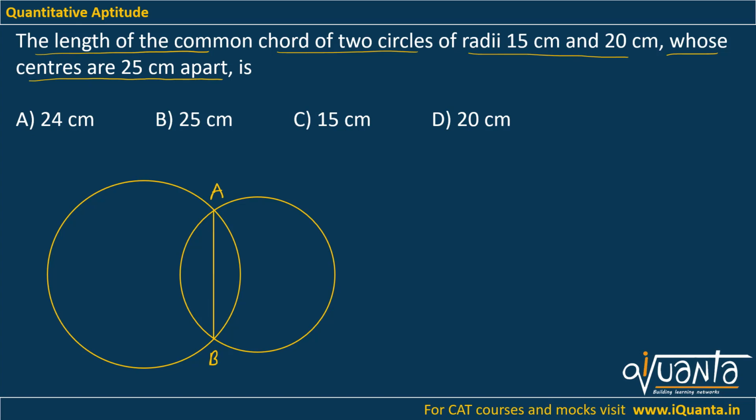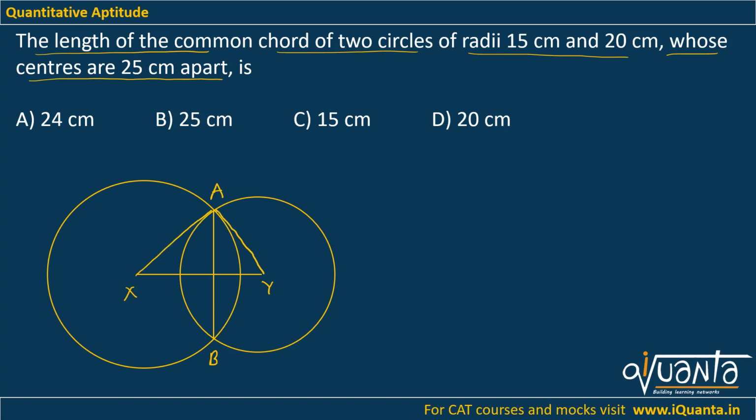We have also been given that their centers are 25 cm apart, so I'll join their centers. This length, let me call it XY, will be equal to 25. Now whenever there is a question on circles, you should always connect it to the center, so I'll be joining AX and AY.